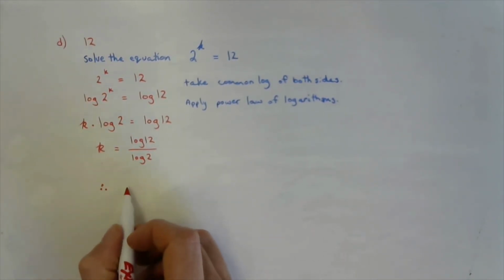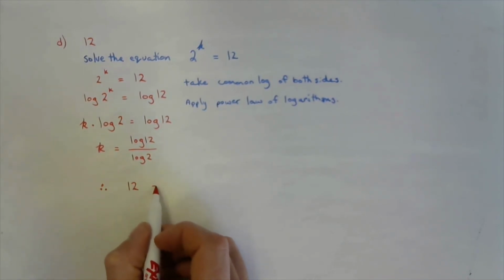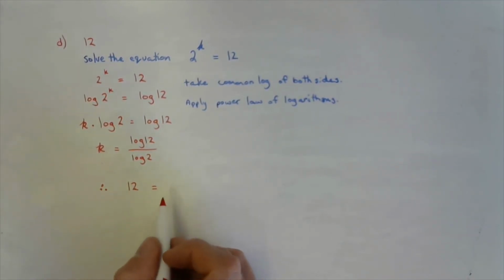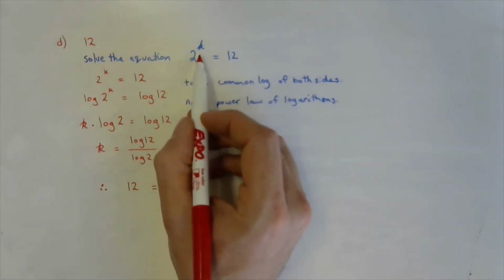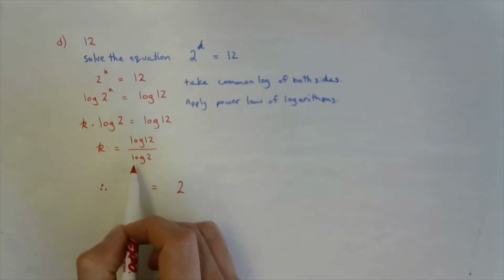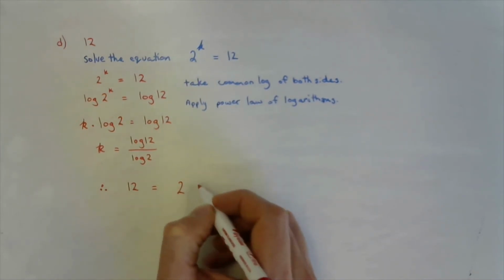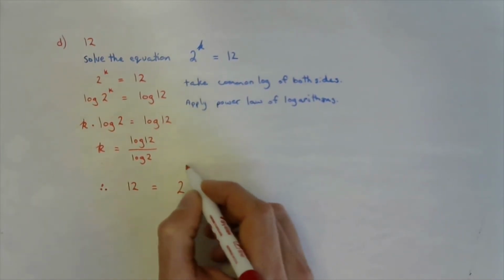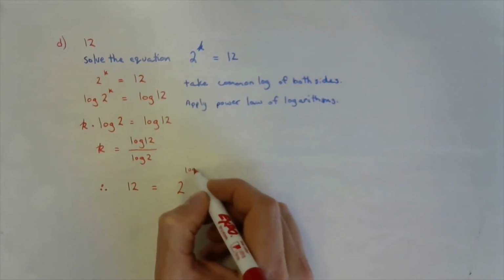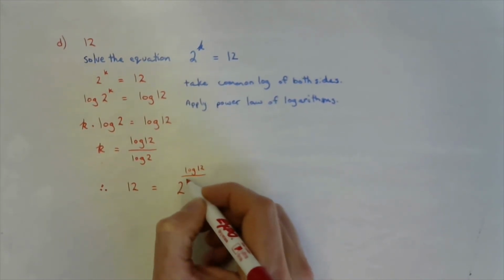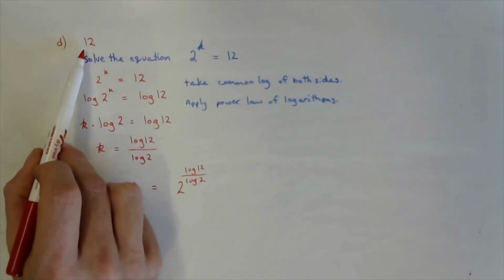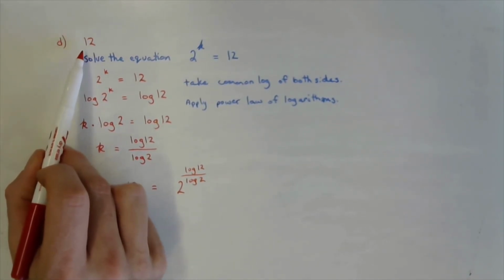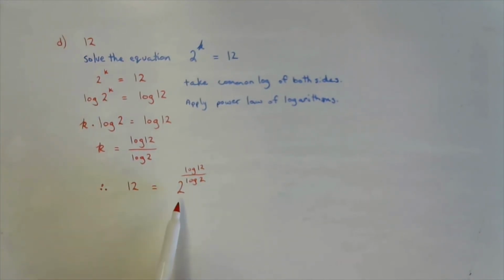Therefore, 12 can be written, with a base of 2, as 2 to the power of k, we said, right? And k is the log of 12 over the log of 2. So up here in our exponent superscript, we have a bit of an awkward statement, but it's true. And this strategy will allow you to rewrite any number as a power of any other number.